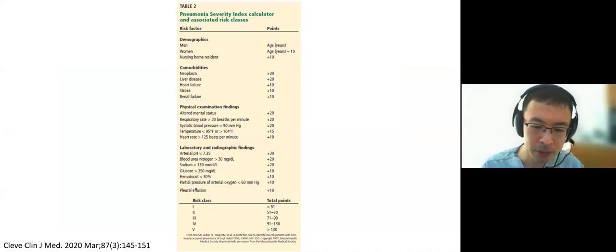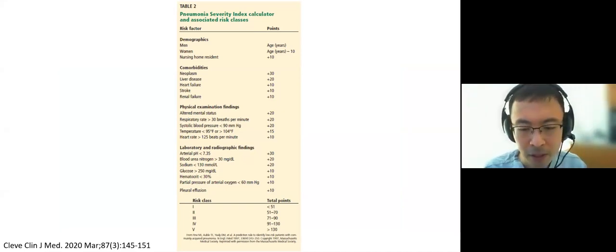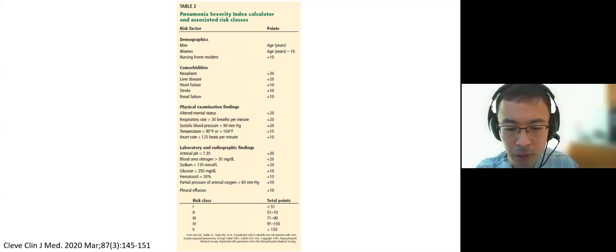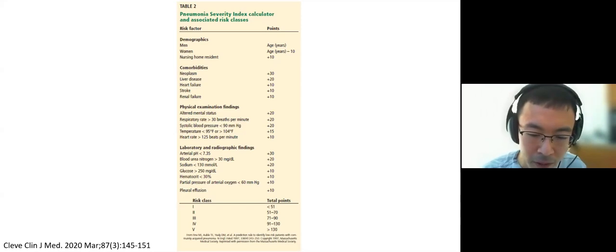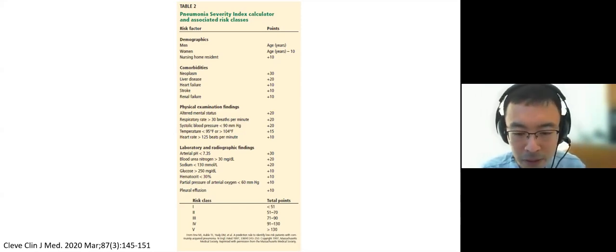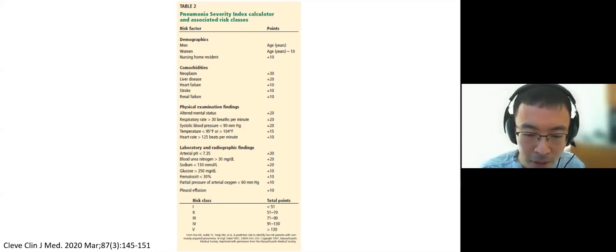Outpatient management is reasonable for risk class 1 or 2 because 30-day mortality is low, at less than 1%. You should consider admitting the patient to hospital for class 4 and 5 because mortality is quite a bit higher, at 8% and 29% respectively. For class 3, mortality is around 3%, so you could go either way. You can treat as an outpatient with close follow-up, or you can admit to hospital. PSI gives a lot of weight to age and comorbidities, such that the severity of illness might be underestimated in a young, healthy person.